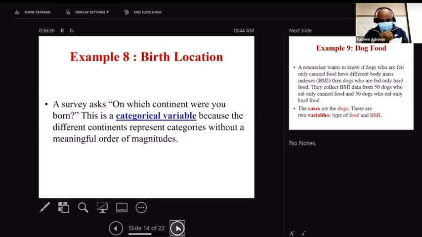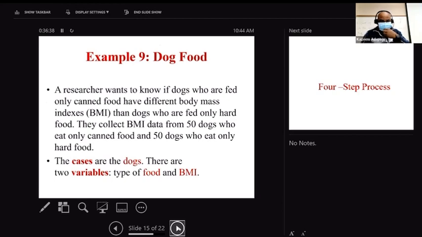A survey asks, on which continent were you born? Of course, continent, that's categorical. Okay. Now, a researcher wants to know if dogs who are fed only canned food have different body mass indices, BMI, than dogs who are fed only hard food. Of course, we have two different types of food, right? And they collect BMI data from 50 dogs who eat only canned food and 50 dogs who eat only hard food.